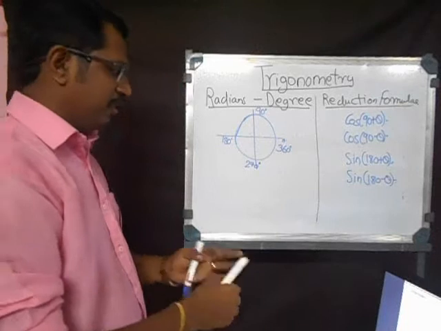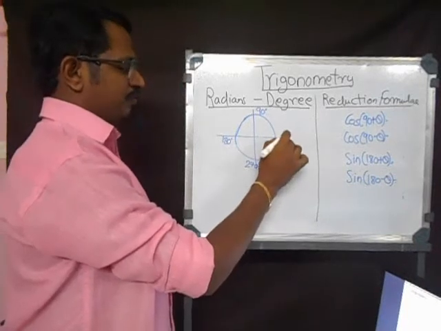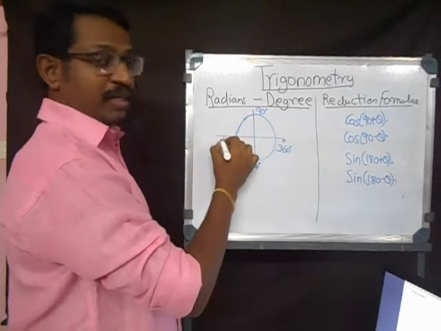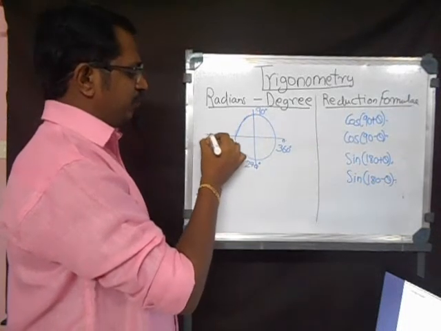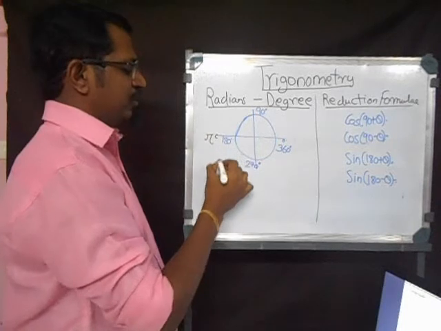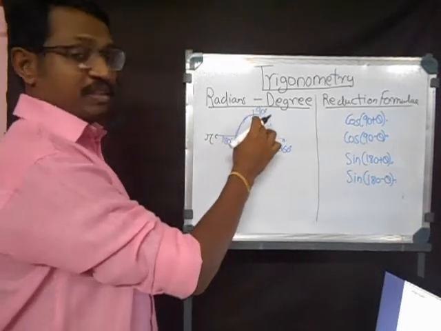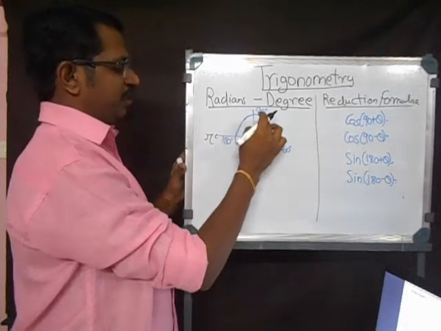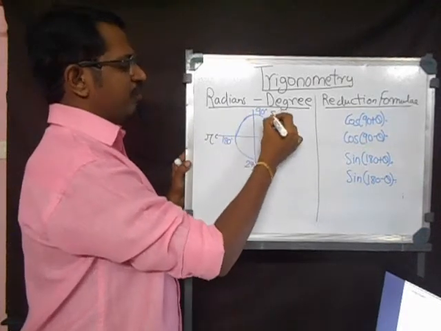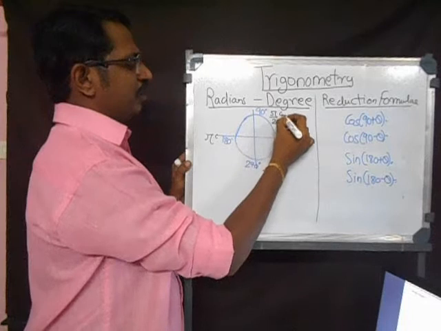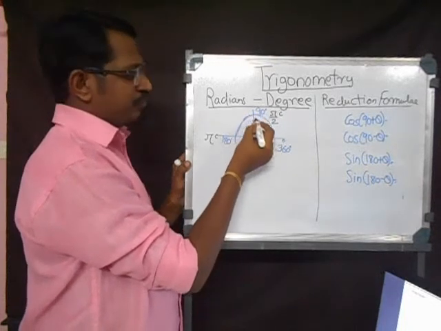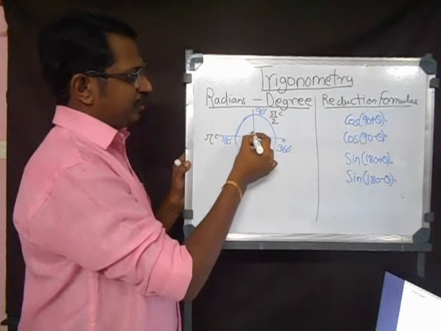It's a simple trick. If this is 0, and this is 0 radians, and at pi, that is 180, you remember it as pi radians. So just half of this is 90 degree, the half of 180 is 90. So what is this? It should be pi by 2 radian. So from here to here, it is pi by 2. From here to here again is the second pi by 2.